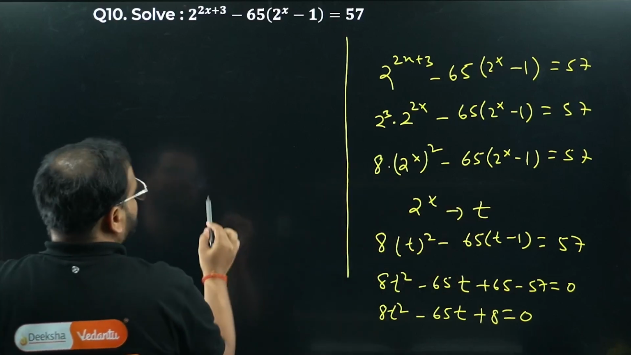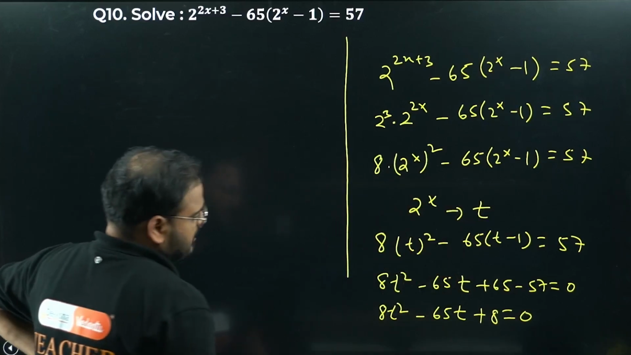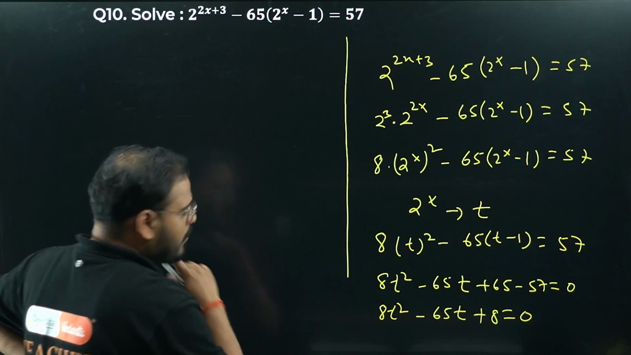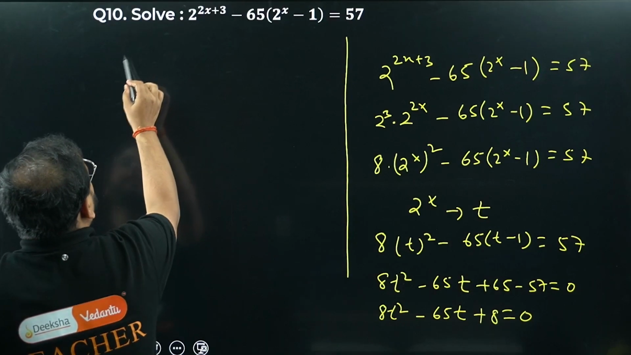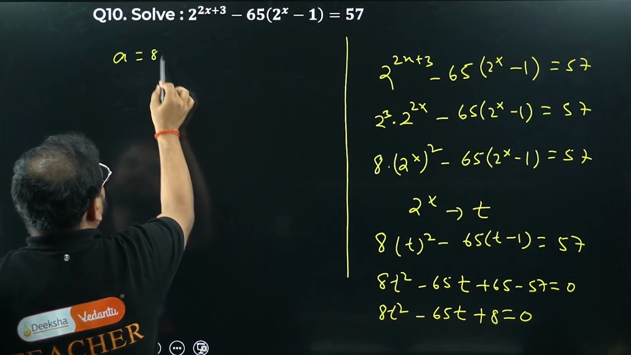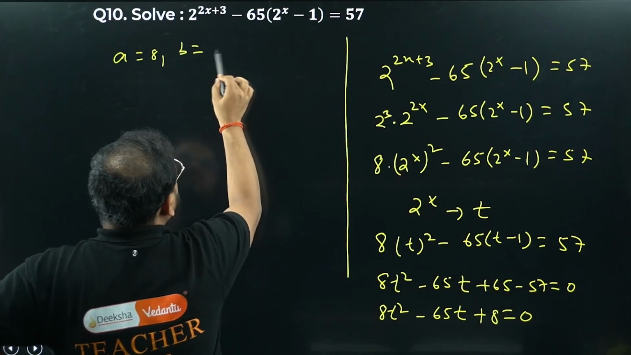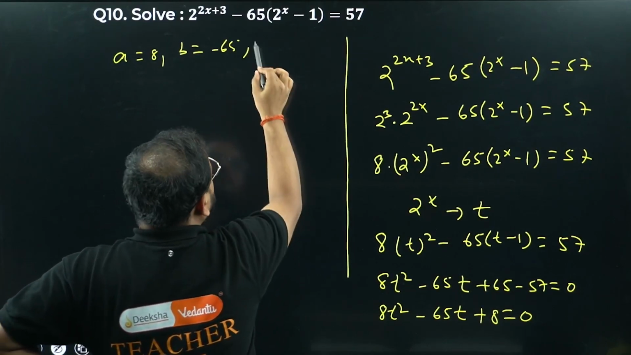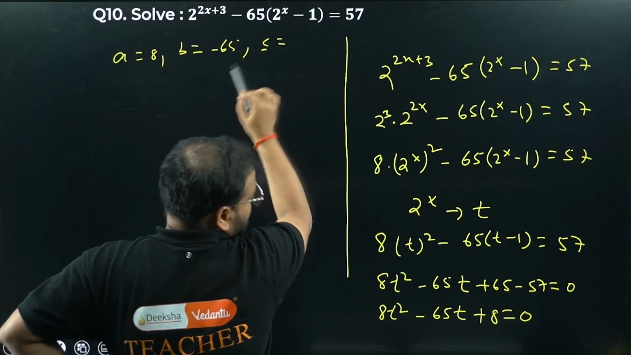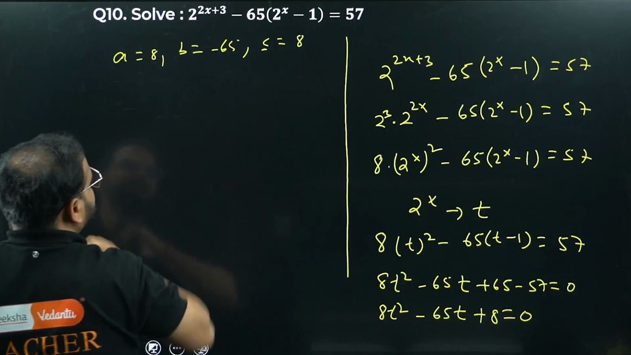Great. So how do you solve it? You can't factorize it, right? It's difficult to factorize right now. We can do it using the formula method, right? So please check. My a value is going to be 8. My b value is going to be what? Minus 65. C value is going to be what? C is again 8.